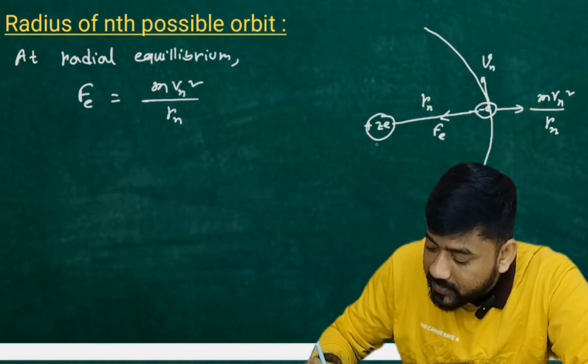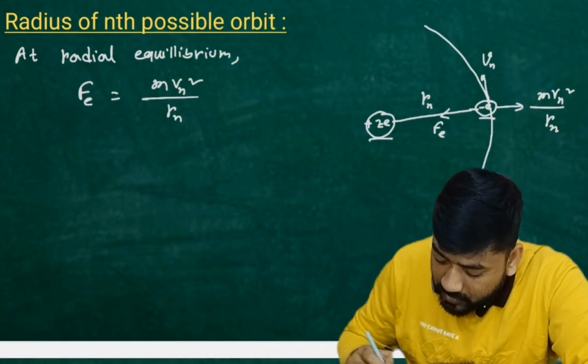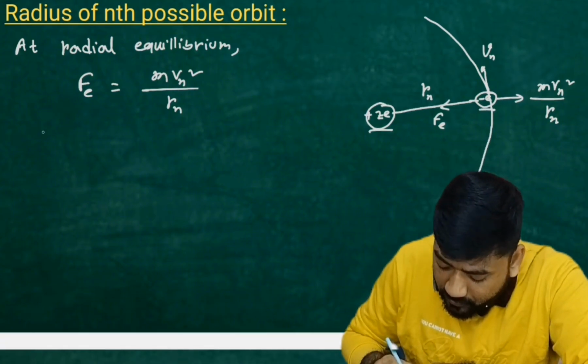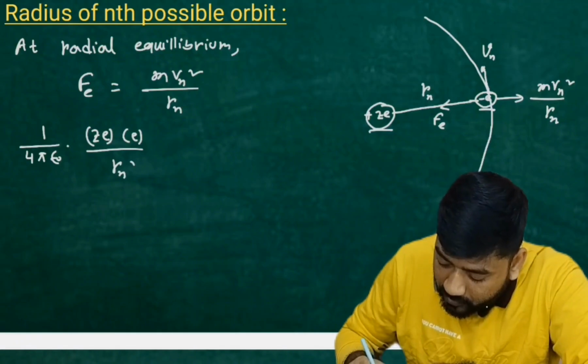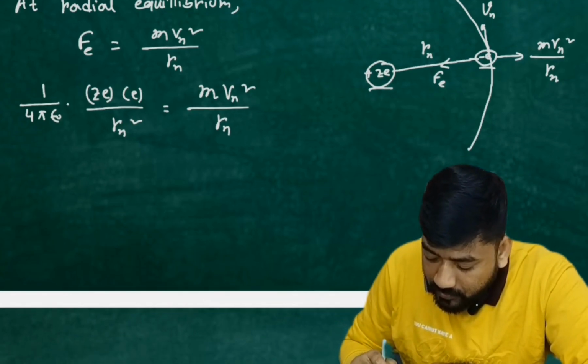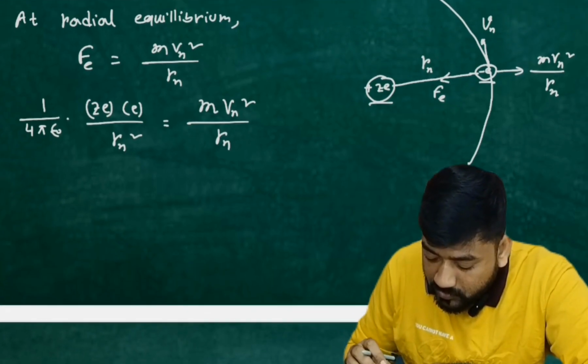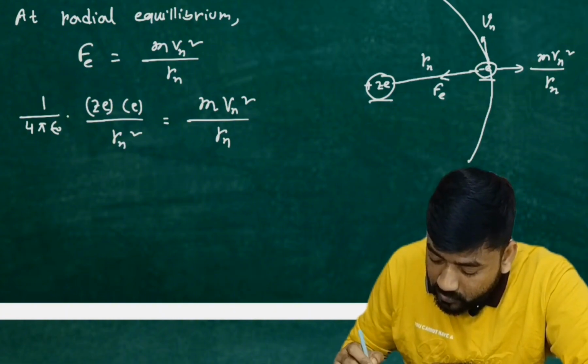Now what is Fe? Fe is the simple electric force. Two charged particles Ze and minus e are separated by a distance Rn. So by using simple Coulomb's law, we find that it will be 1 upon 4 pi epsilon naught into Ze into e upon Rn square, and that will be equal to m Vn square upon Rn. From here we can find Rn, but we will use one more thing, that is the angular momentum quantization.